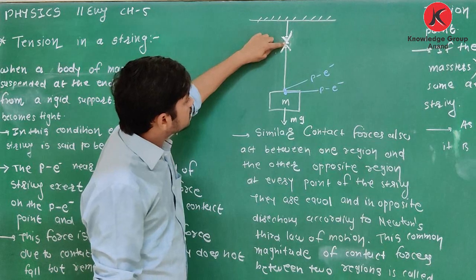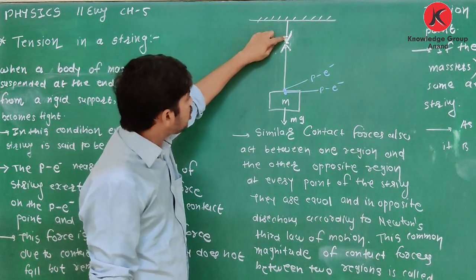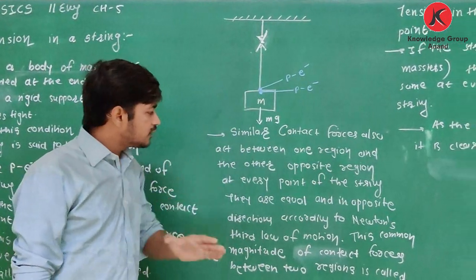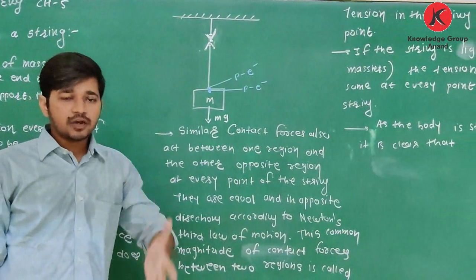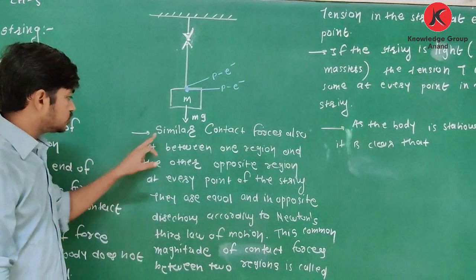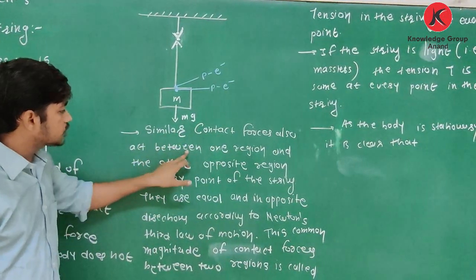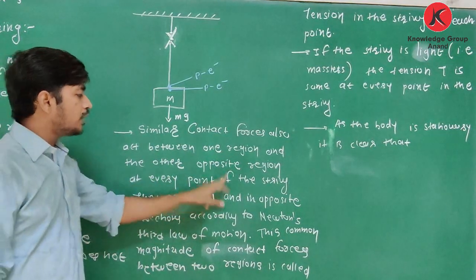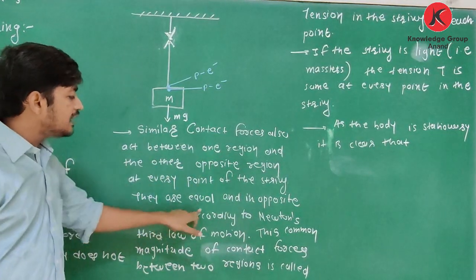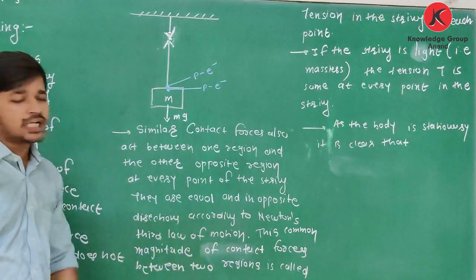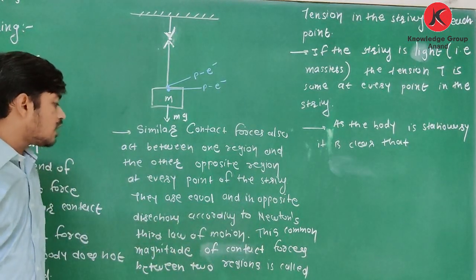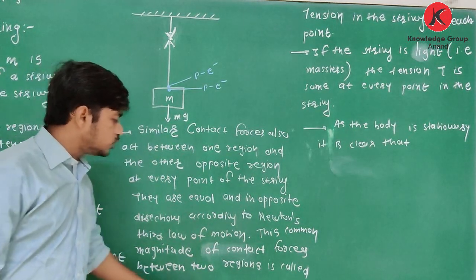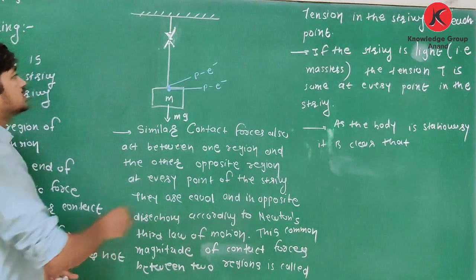On this point, some force is acting due to this above region, also due to this below region. So according to Newton's third law of motion, these two regions will exert force in opposite directions but of equal magnitude. Similar contact forces also act between one region and the other opposite region at every point of the string. They are equal and opposite in direction according to Newton's third law of motion, and this common magnitude of contact forces between two regions is called tension.